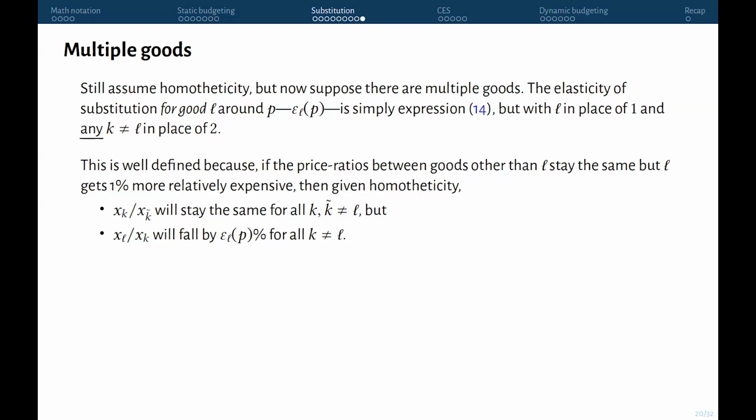So it's like a nested CES. You've got a CES outer nest and then two CES inner nests. And they're all CRS as well? Yeah. So the full thing's homothetic in all the inputs. And then if I take, say, goods 1 and 2 in the first nest, and 3 and 4 in the second nest, and I increase the price of good 1.